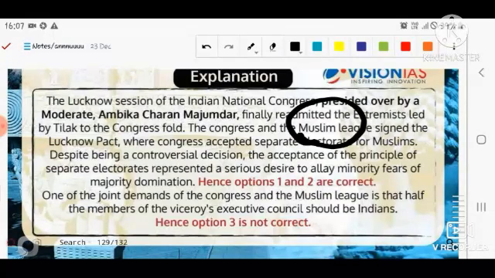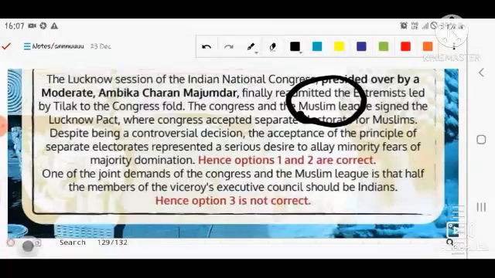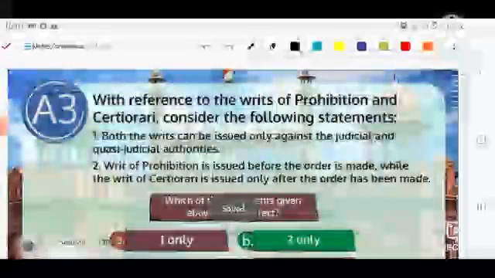One of the joint demands of the Congress and the Muslim League at that point of time was that the members of the Viceroy's Executive Council should be Indian. So the third statement is not correct. Let's see the next question.